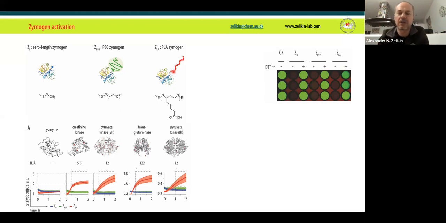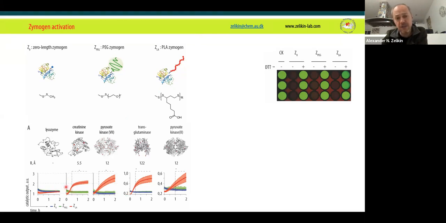In the interest of time, I don't stop on the mechanism, but you can read it in the paper. It's a fantastic mechanism, almost like dominoes decomposing. And in doing so, we overcome the steric shield. The interaction occurs in the solution. Enzyme activation occurs at the active site. If we focus on the green and blue traces here, there's the zero-length zymogen and the PEG-based zymogen. There's no reactivation by proteins.